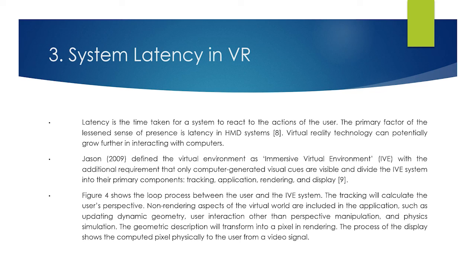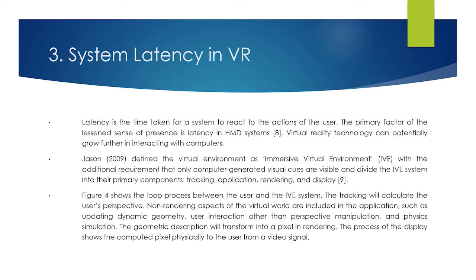Jason 2009 defined the virtual environment as an immersive virtual environment (IVE), with the additional requirement that only computer-generated visual cues are visible, and divided the IVE system into its primary components, which are tracking, application, rendering, and display. Figure 4 below shows the loop process between the user and the IVE system.